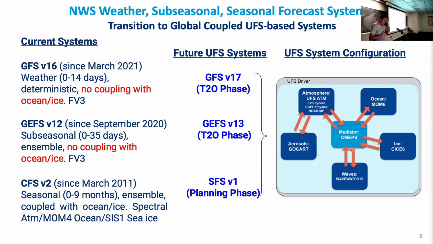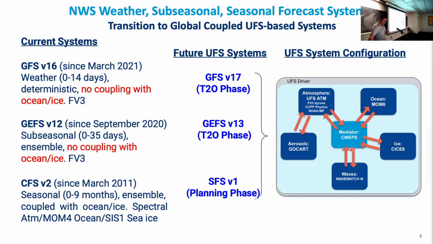And then lastly is the CFS version 2, which is now a 12-year-old model that's still running. This is fully coupled atmosphere, land, ice, and ocean. And it runs a 9-month forecast. It's lower resolution. And again, it has ensembles, because at these longer time scales, we need probabilistic forecasts. And it's using the old spectral model. Again, the model itself is from 2009.